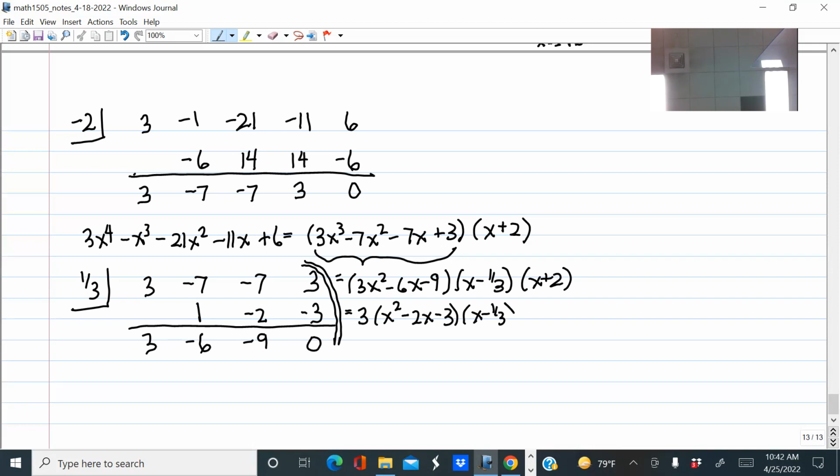Times x minus 1/3 times x plus 2. And then, does that factor? Oh, I think so. So here we don't have to use the quadratic formula because this one actually will factor. I think it factors as x minus 3 times x plus 1. Is that right? Yep, I think that's right. So, wow, that is cool.